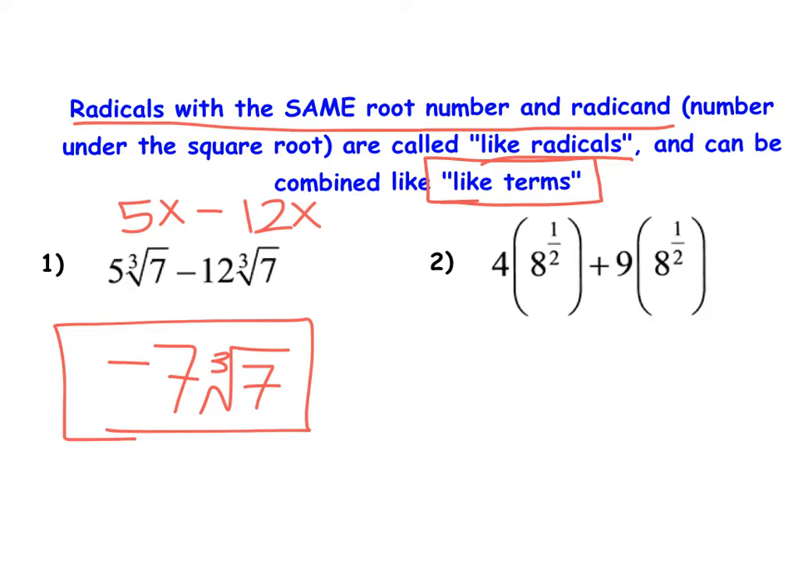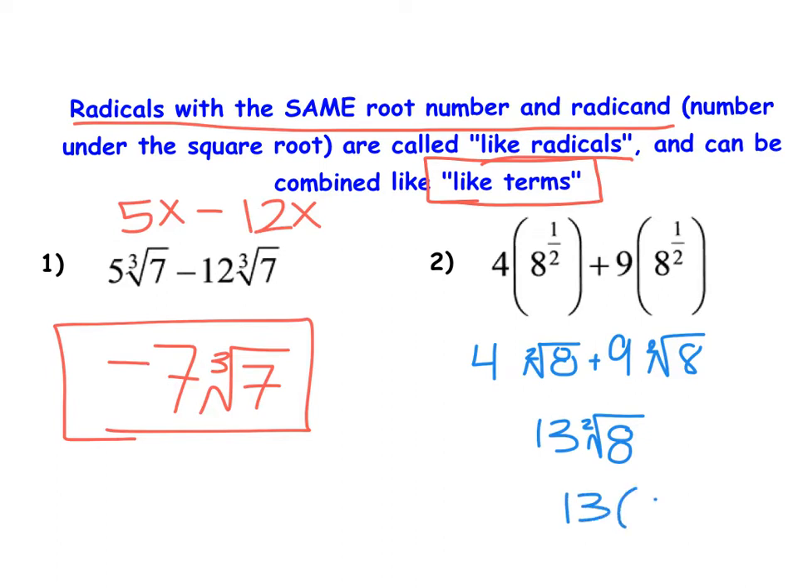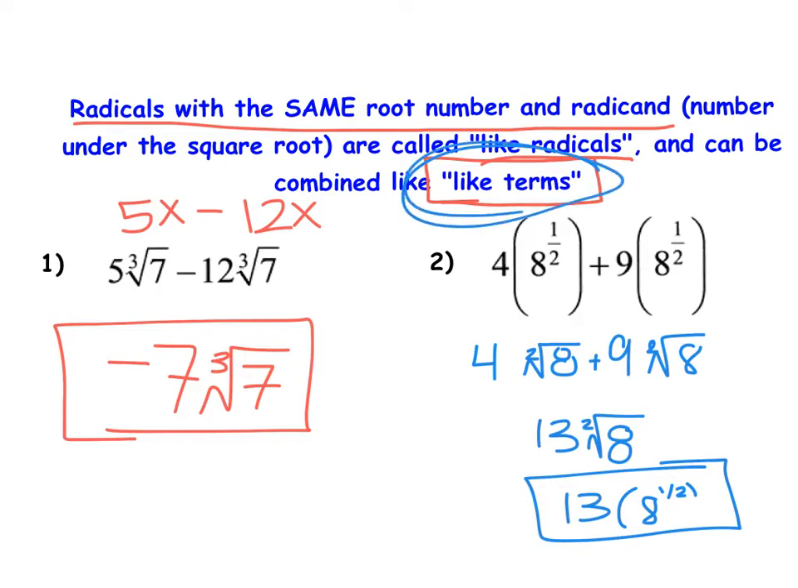Now if we look at this next example here, what you'll also notice is while we have a rational exponent, we know that this rational exponent really represents the square root of 8. So what this is really saying is that we have 4 square roots of 8 plus 9 square roots of 8. And because of that, we know that we can combine these like terms. So we add the coefficients here, 4 and 9 becomes 13 square roots of 8. If you want to write it like the problem originally was, you can write this as 13 times 8 to the power of 1/2. But again, if we have like radicals, these will be combined together like terms.